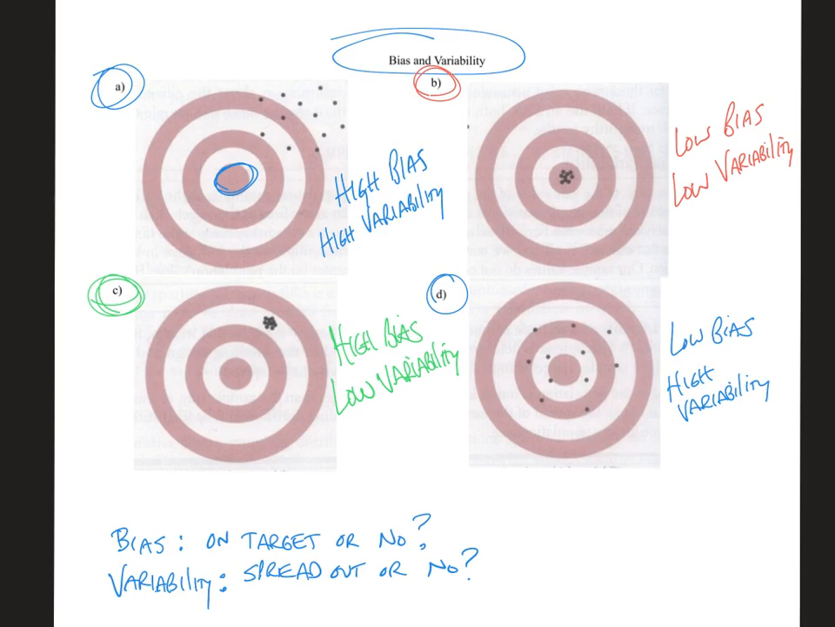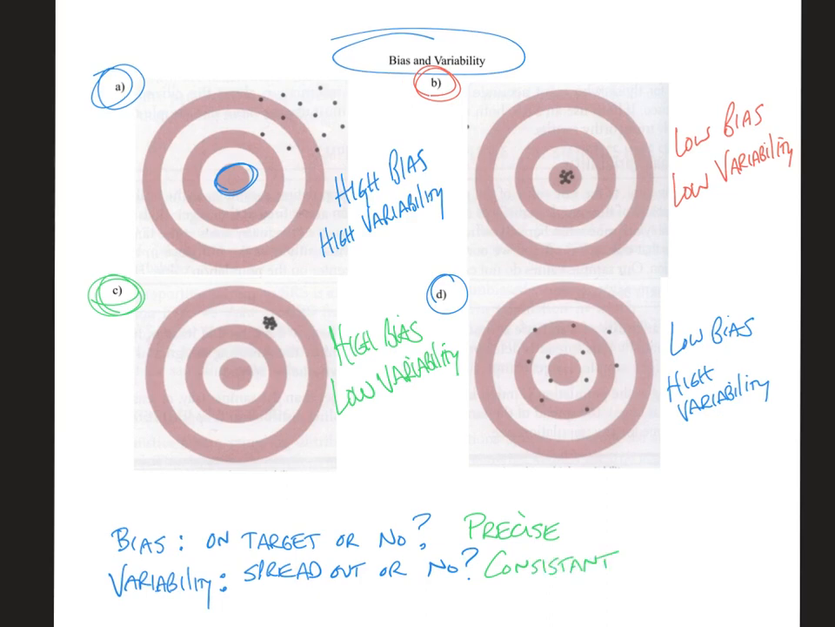We want to be consistent, and we want to be precise. So this bias would be about being precise, and variability would be about being consistent.